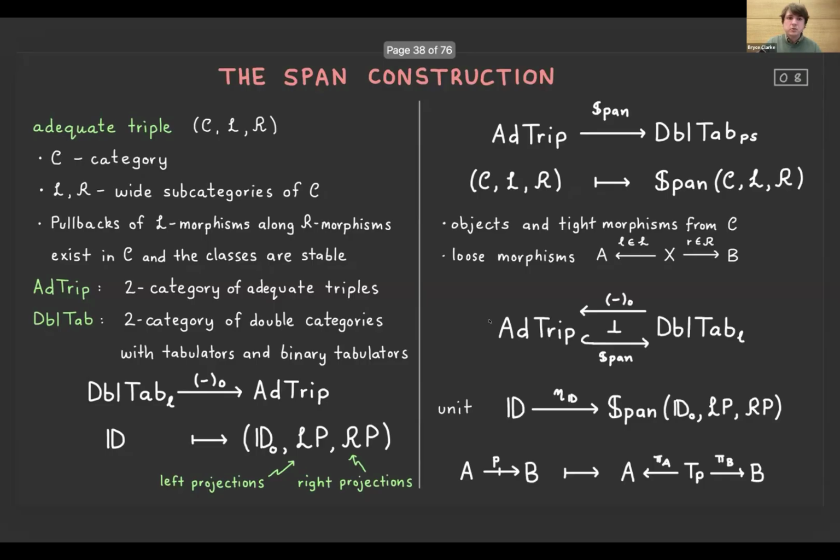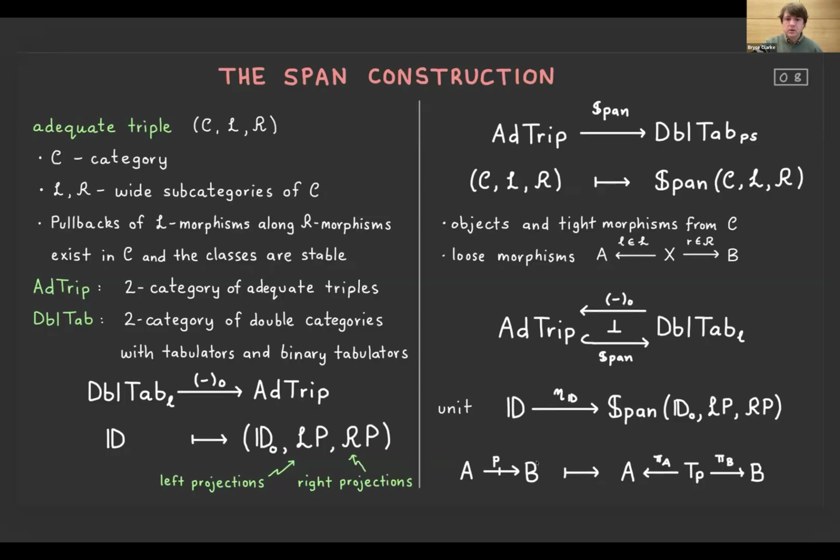Okay, and so one can observe in a fairly straightforward way that these two things are actually adjoint to one another. Okay, so taking the underlying adequate triple of a double category with tabulators and binary tabulators is left adjoint to taking the span construction on an adequate triple.